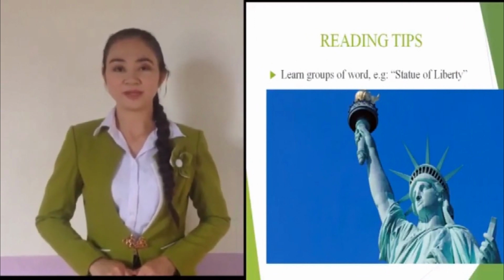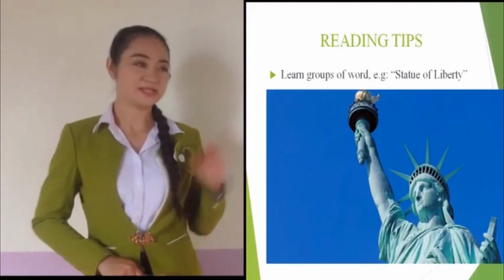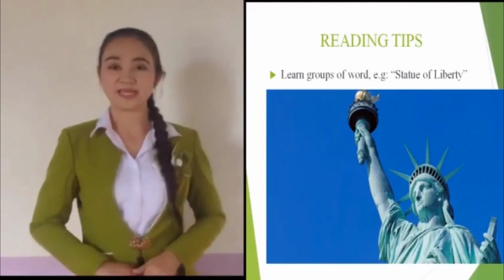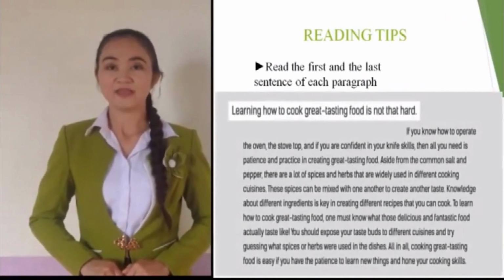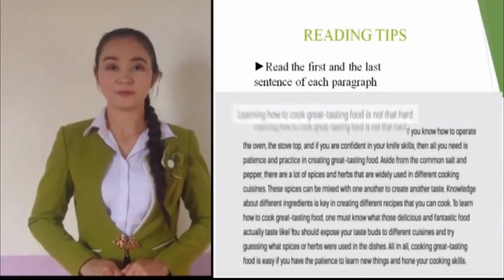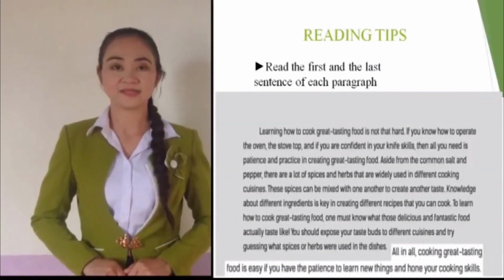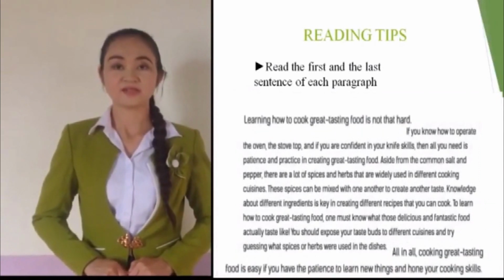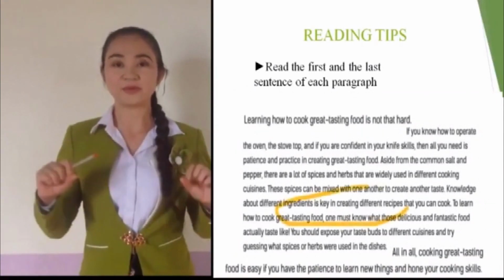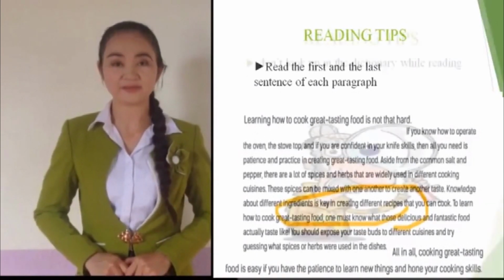Learn to see in groups of words or collocations. For example, be going to or Statue of Liberty. Read the first and the last sentences of each paragraph. The first sentence of each paragraph often tells you what it's going to be about, and the last sentence sums it up. If you read those two sentences and then just kind of jump through the middle, you will probably get the main idea of the paragraph.